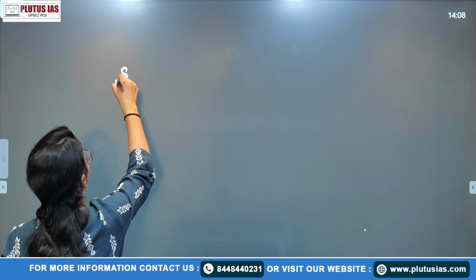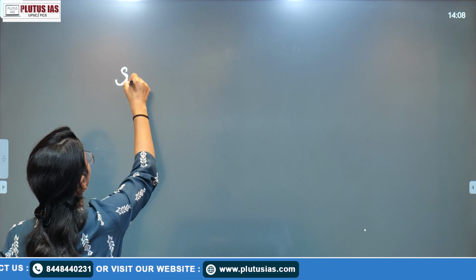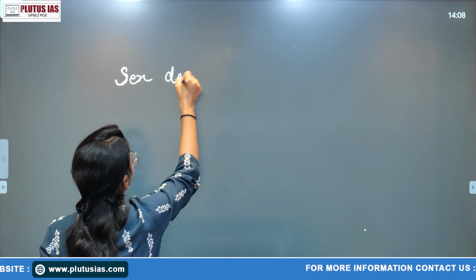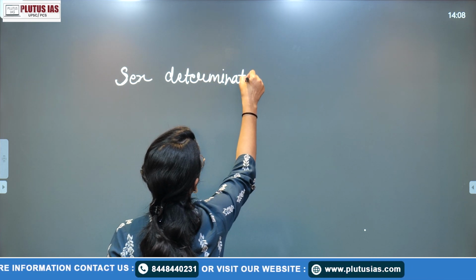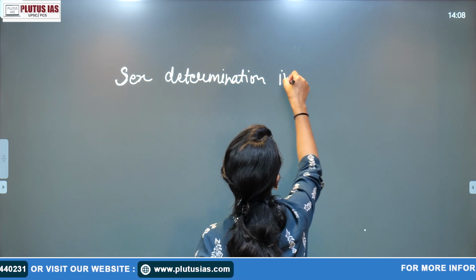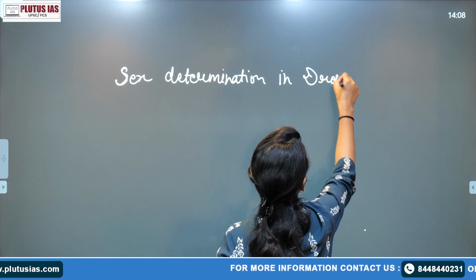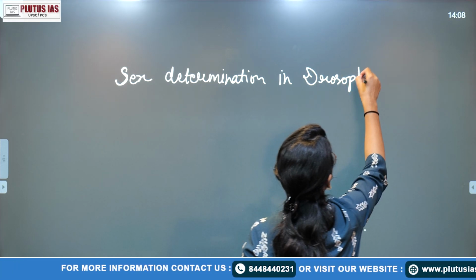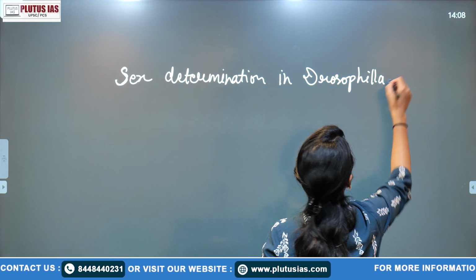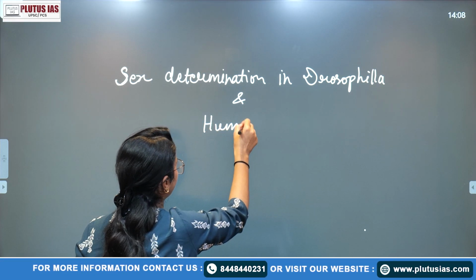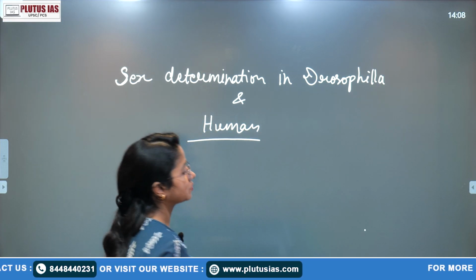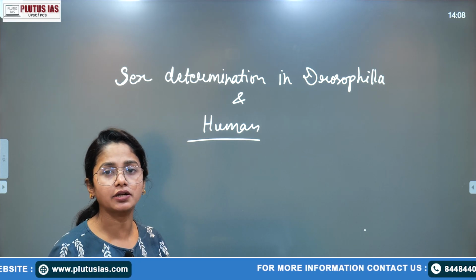The topic is sex determination, sex determination in Drosophila and human. So this is in your syllabus, unit 2 of your paper 2, that is genetics.